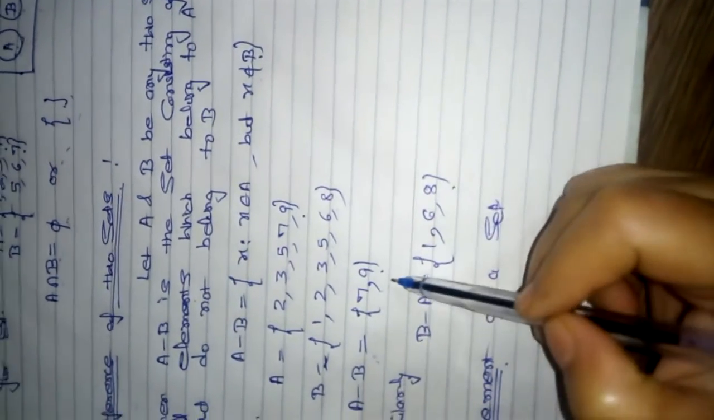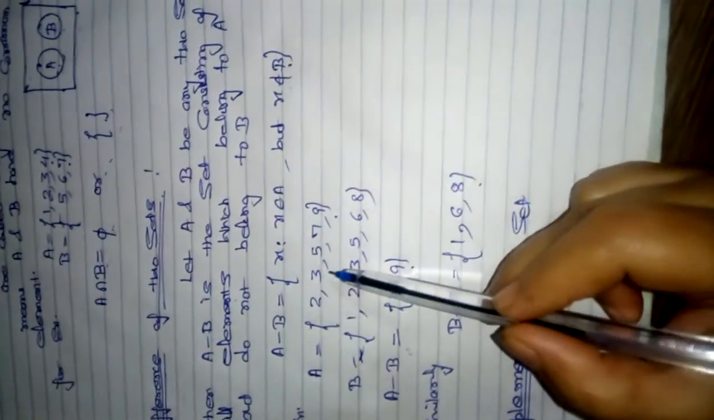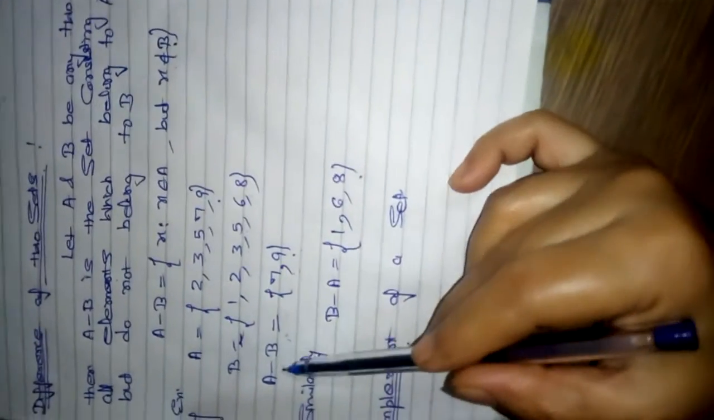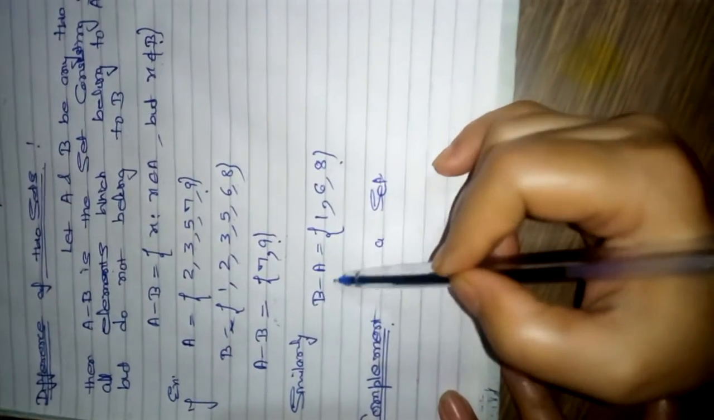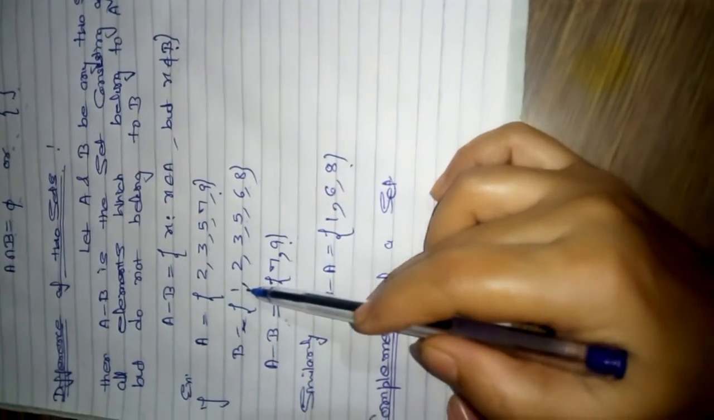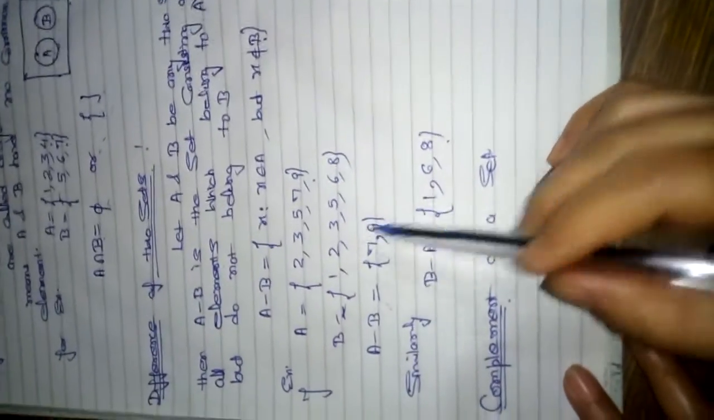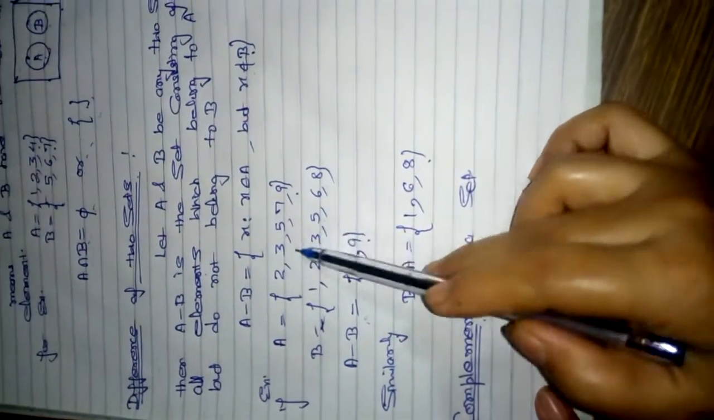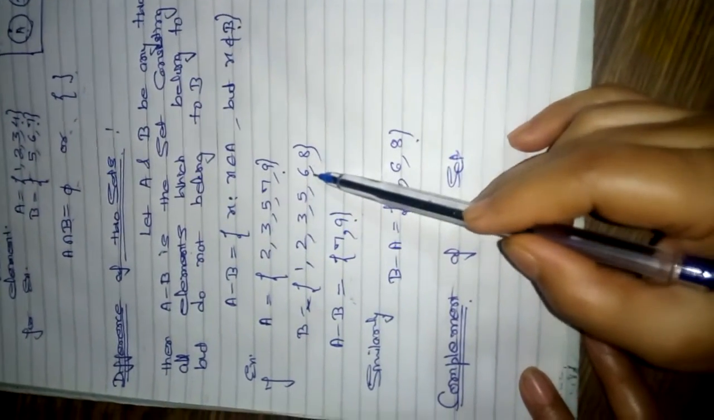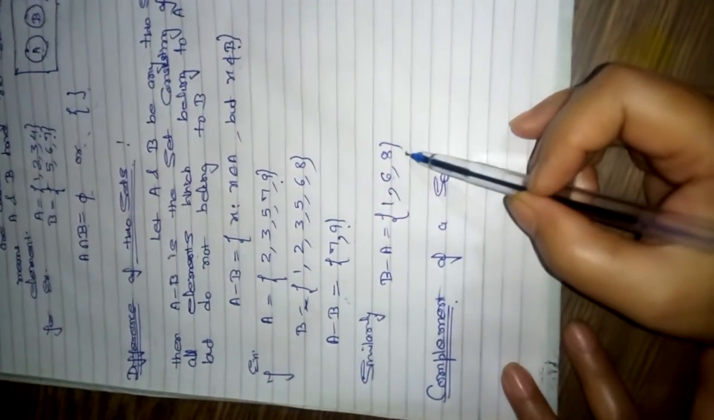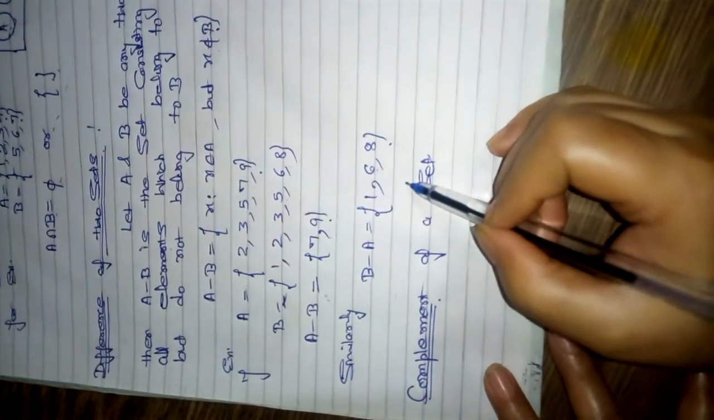Therefore what is A minus B? {7, 9}, those elements of A which are not in the second set. That is A minus B. Similarly you have to find B minus A. Set B is this and A is this one. The elements of set B which are not present in A will come in B minus A. So 1 is not present in set A, so 1 will come. 2 is present here, 3 is also there, 5 is also there but 6 is not in set A, so 6, and 8 is not in set A, so it is 8. So B minus A is {1, 6, 8}. This is known as the difference of two sets.